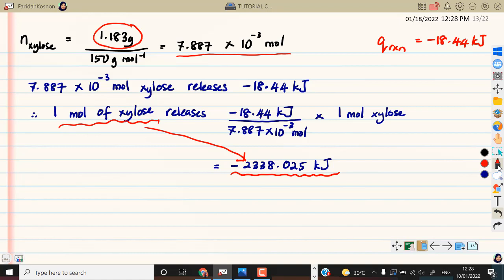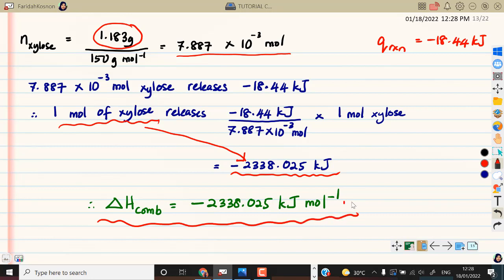So we are going to calculate the enthalpy of combustion of xylose in kilojoule per mole, right? So final answer is negative 2338.025 kilojoule per mole. So this is the answer, final answer with the correct unit. Okay. So you kena tunjukkanlah perkaitan ini. Okay, tunjukkan jalan kerja dan inilah dia. Mole kena cari.